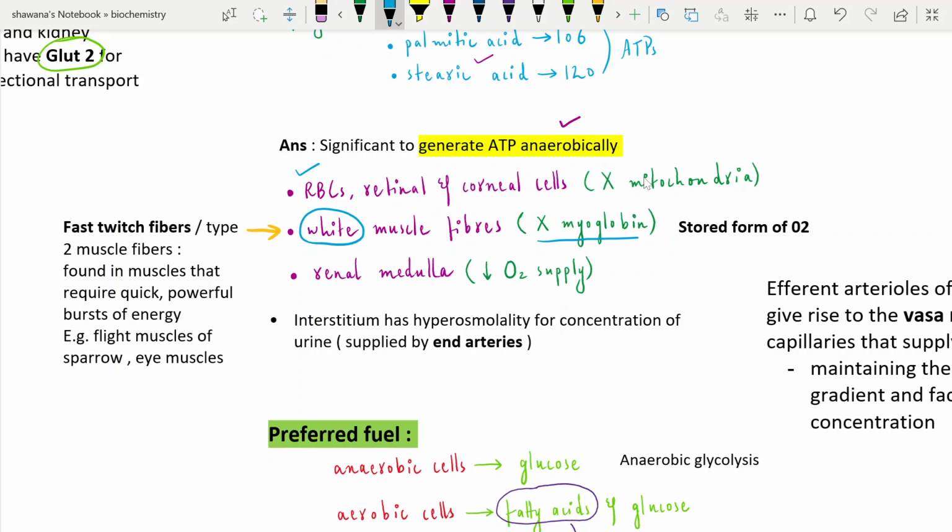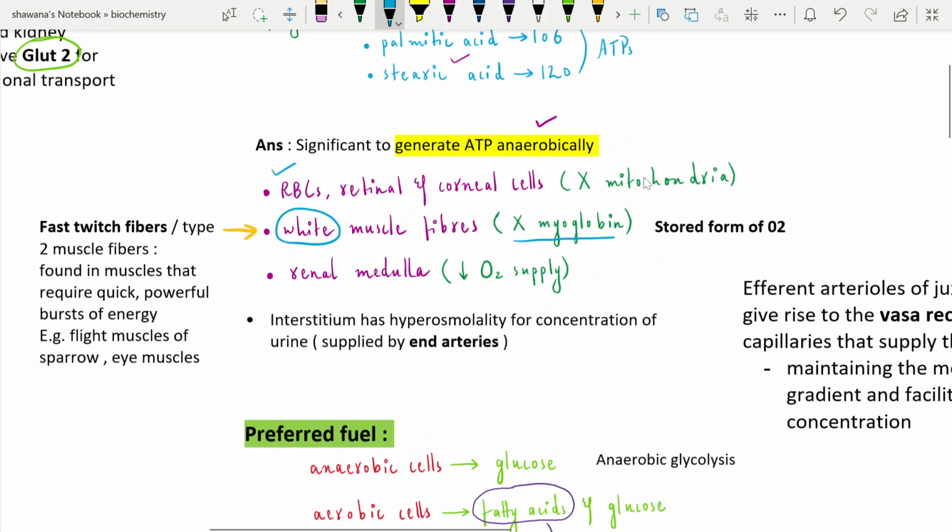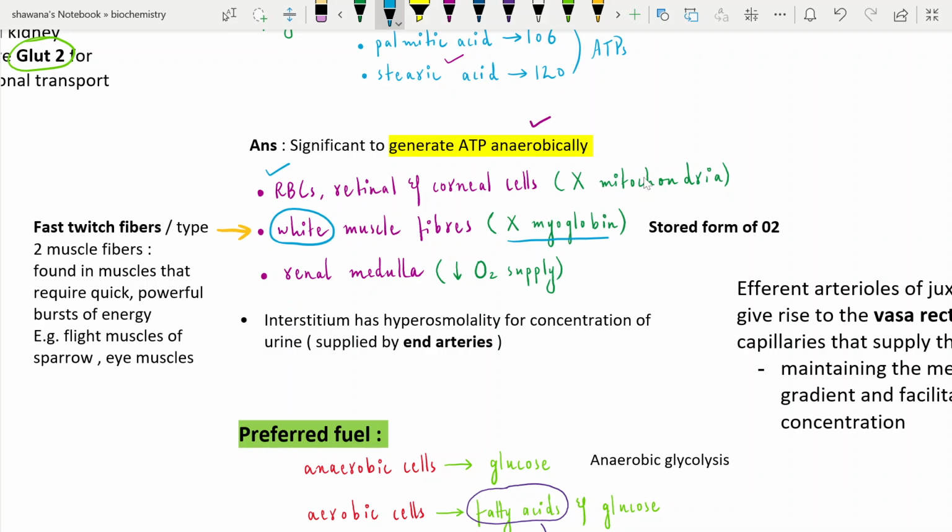As you know, in the renal medulla there is the function of concentrating the urine. The renal medulla is supplied by the efferent arterioles of juxtaglomerular nephrons, and through them the vasa recta. These are a special kind of end arteries that arise. They are known as vasa recta, and they supply the renal medulla.